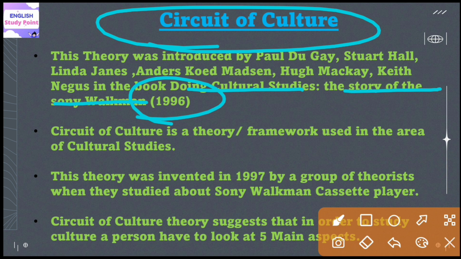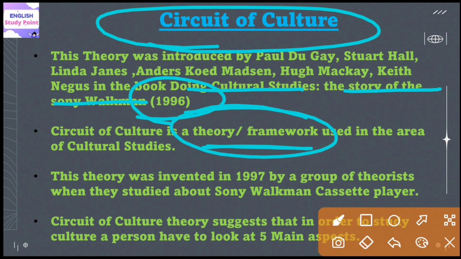Circuit of Culture is a theory or framework. So it is a basic structure which is used in the area of cultural studies. If we have to understand any type of meaning in a culture, then we have to rely on the circuit of culture. This theory was devised in the year 1997 by a group of theorists, and these theorists include Paul du Gay, Stuart Hall, Linda Janes, etc.